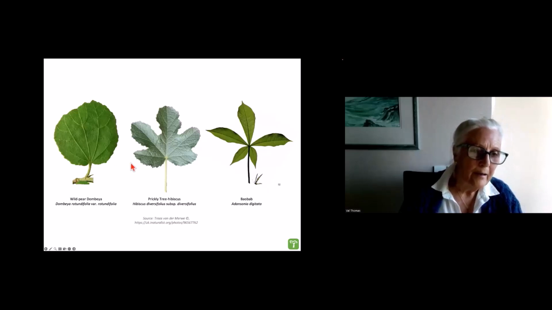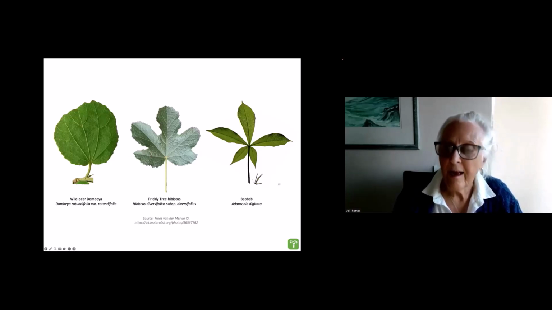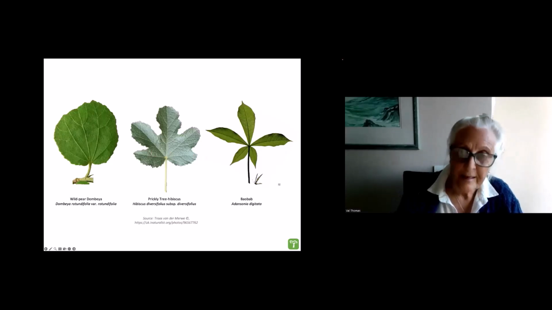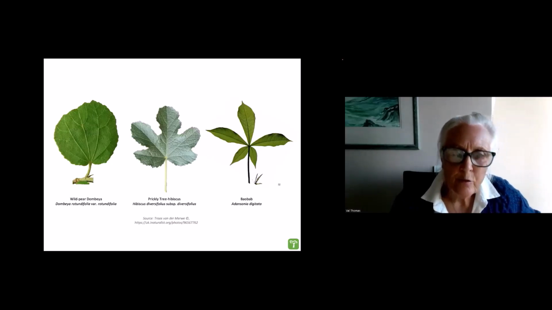Wild pear dombea has got the 5 veins from the base. Prickly tree hibiscus, Hibiscus diversifolius, has the lobes, and hello baobab that we all adore has got 5 separate actual leaflets. It doesn't matter whether you are using simple leaves or compound leaves.